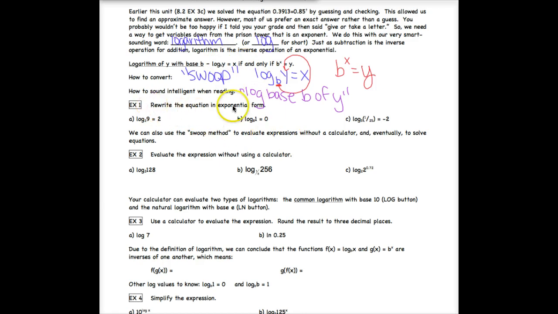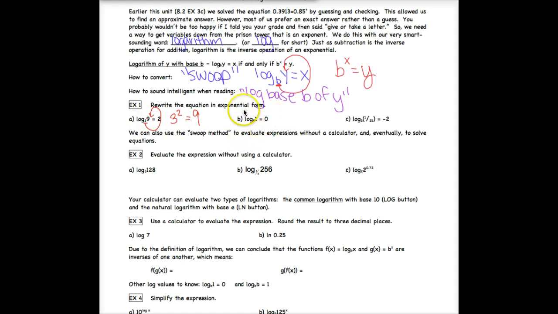So example 1, rewrite the equation in exponential form. You can practice your sounding intelligent with reading right here and read these first two to yourself each time, and then you can check them. So when you read this, this should be log base 3 of 9. So to rewrite in exponential form, all that is our swoop. So start with the base, swoop around to get the exponent, pick up the equals on the way back, and let it equal 9. So 3 squared equals 9 is the exponential equivalent of log base 3 of 9 equaling 2.